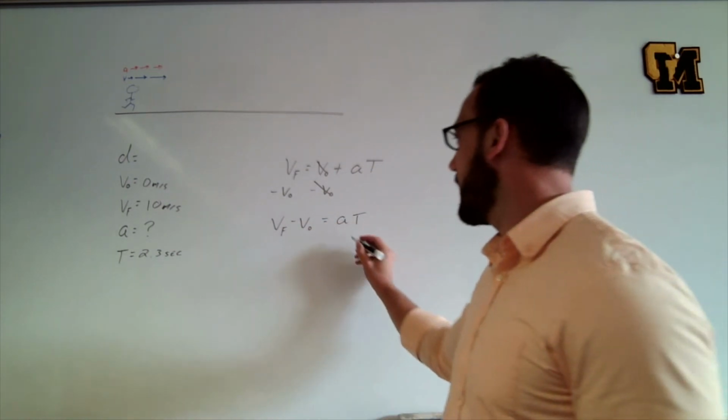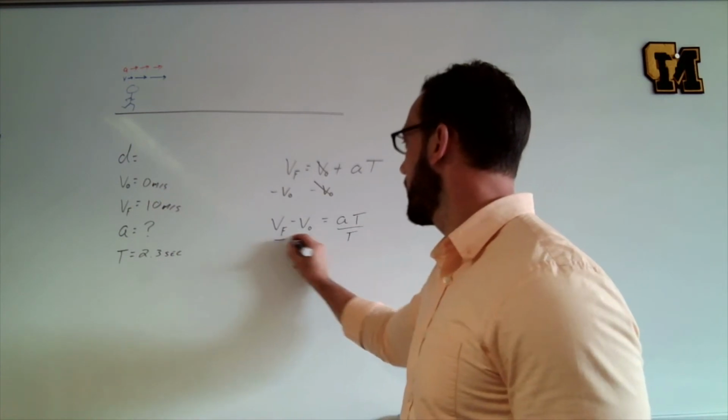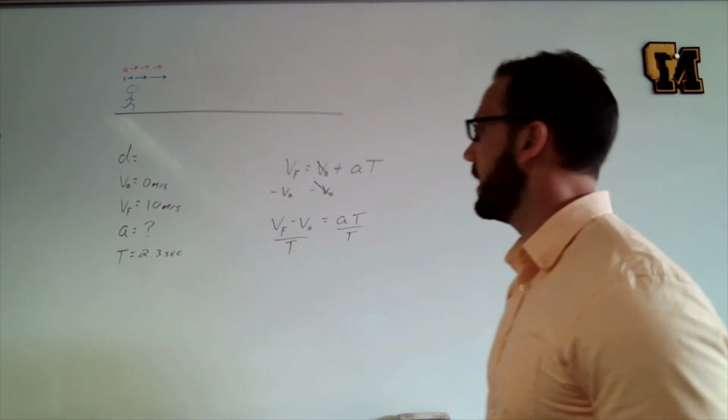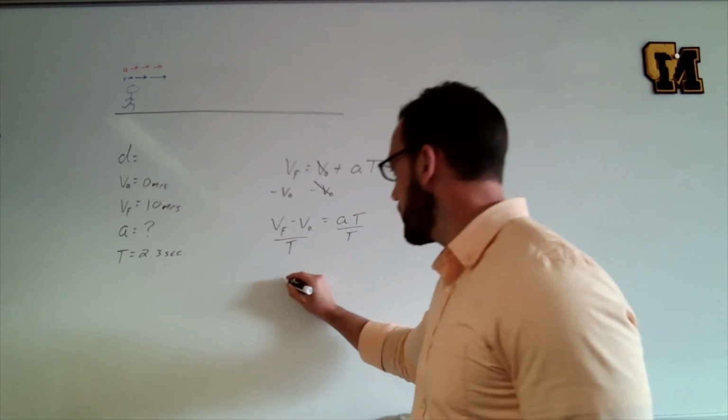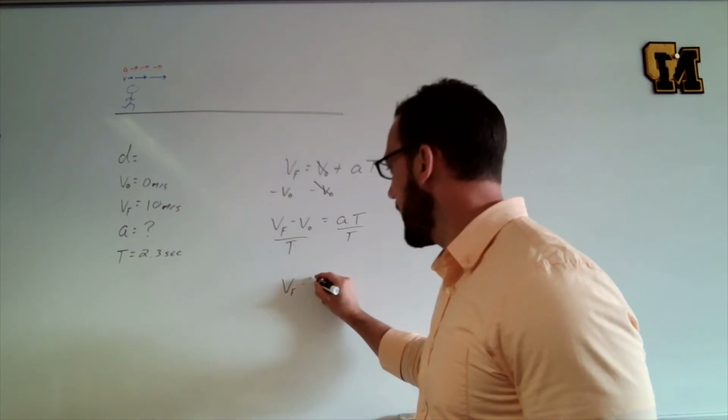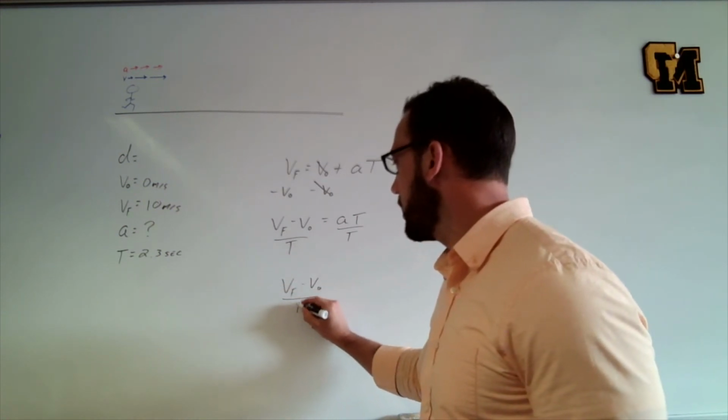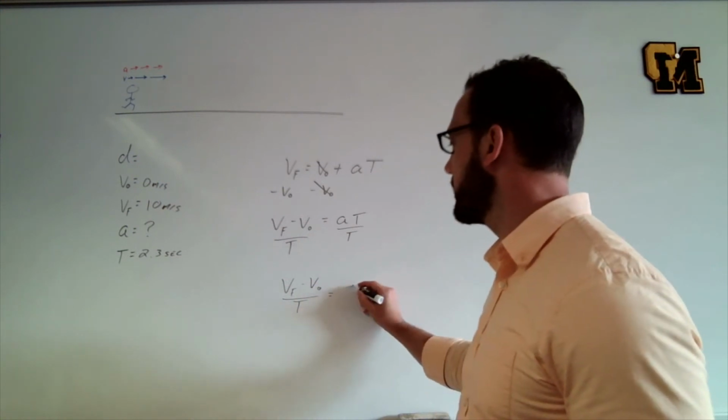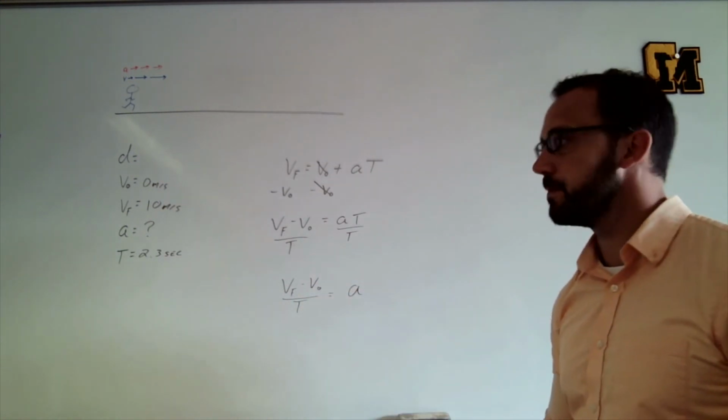Now I can divide by time to get A all by itself. So what that means is the final velocity minus the initial velocity all over the time it takes him to do this gives us his acceleration.